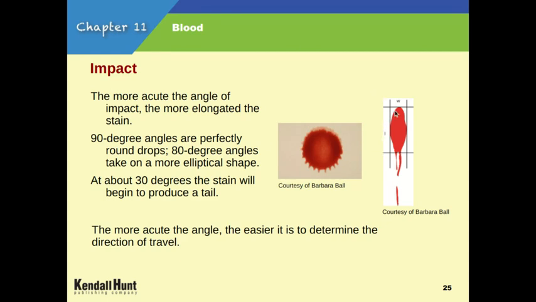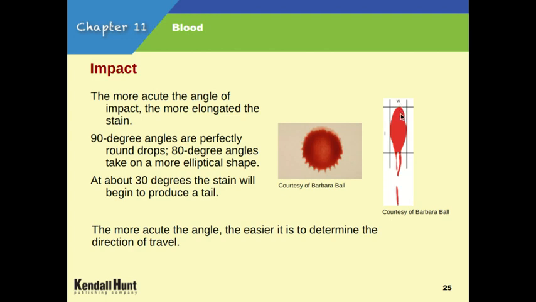When we measure the length of the blood spatter and the width of it, let's say the width was 0.5 centimeters and the length was 1 centimeter. If we put that into a calculator using the inverse sine function, we go inverse sine 0.5 over 1 and hit equals. That'll tell us that this blood drop hit at approximately a 30-degree angle. And at 30 degrees, that's usually when you start seeing these tails come off.